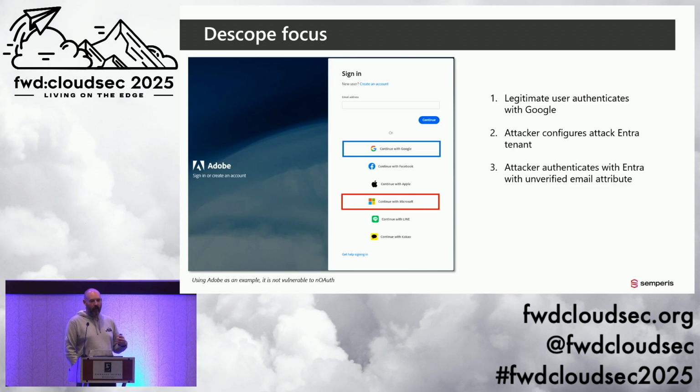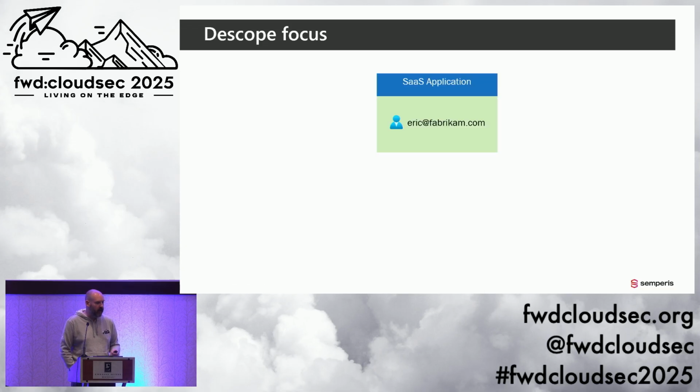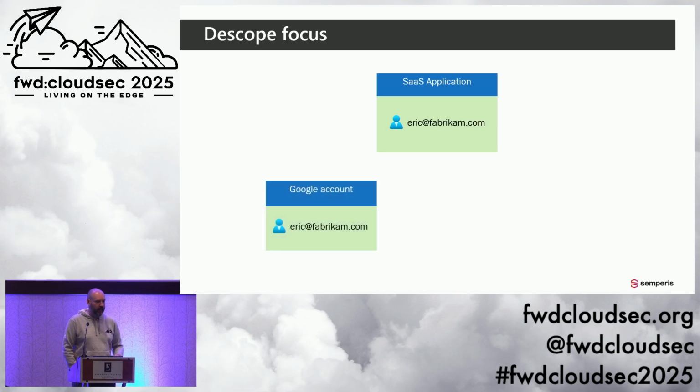The attacker authenticates with Entra using that unverified email attribute. And the application effectively has account merge logic flaws in it that don't verify email ownership, right? Now the attacker is in, with this cross-IDP type attack. And to look at this from a different view, if we have some SaaS application and I'm a user there as Eric at fabricam.com, and say I have a Google account and I use that to authenticate to that app, right?